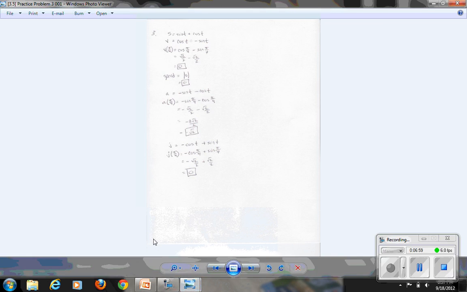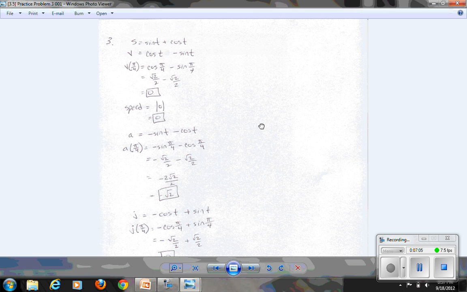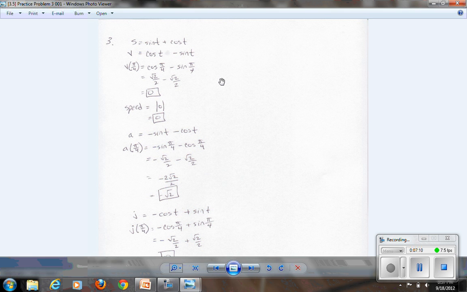Okay, let's try number 3. Zoom in a little bit here. Okay. So basically they gave us this function, and they just want us to find velocity, speed, acceleration, and jerk when t is pi over 4. So my first derivative, derivative of sine is cosine, derivative of cosine is negative sine. And then at pi over 4, I just plug the pi over 4's in, and the cosine and sine of pi over 4 are both the same thing, so that subtracts to 0.